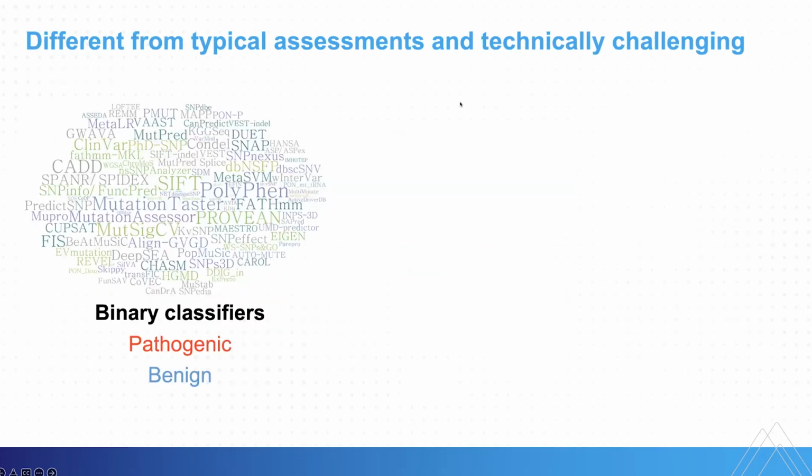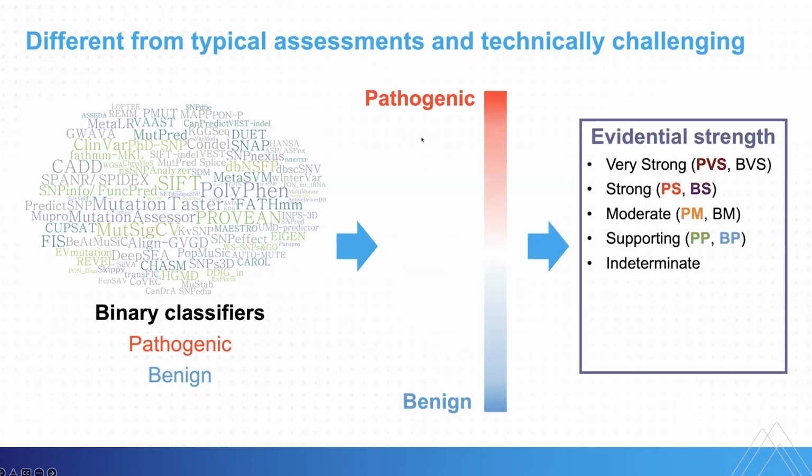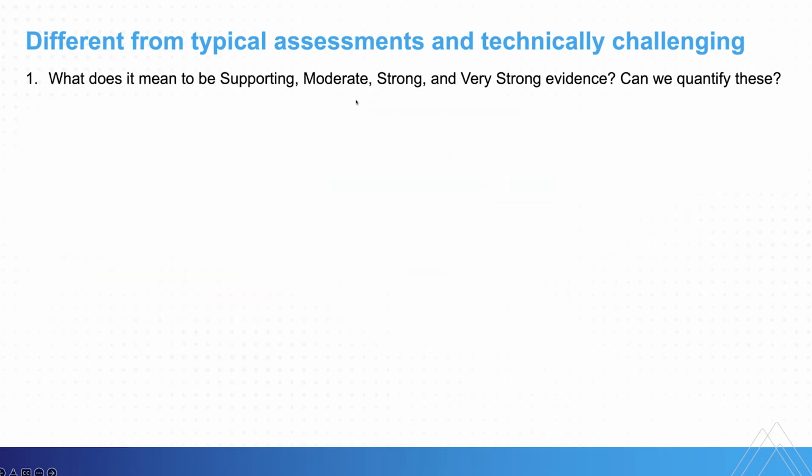Now, this is not easy. This is different from a typical assessment challenge or calibration task, because many of these methods are binary classifiers. They're trained on a set of disease variants and a set of non-disease variants, but they output soft scores that range between pathogenic and benign. And those scores now have to be mapped to different levels of strength. You can distill this challenge down to three questions. What does it actually mean to be supporting, moderate, strong, and very strong? And can we quantify these?